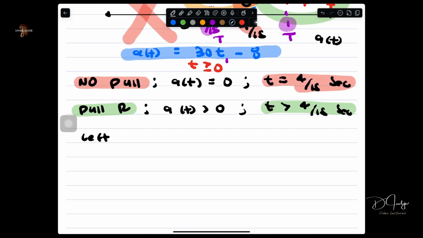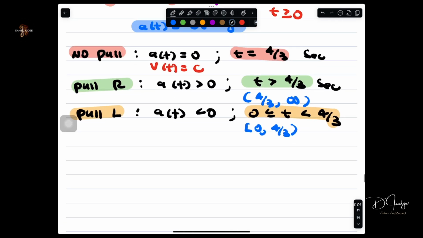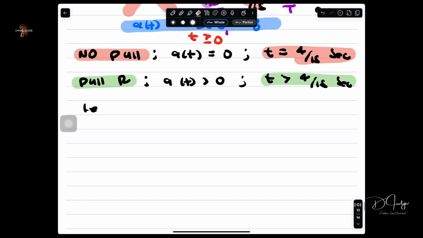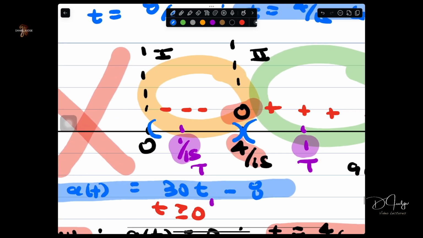You want a left pull. Pull to the left. The particle is being pulled to the left when your acceleration is negative. Acceleration is negative, ladies and gentlemen, right in this interval here between 0 and 4/15. That's because of our sign analysis.